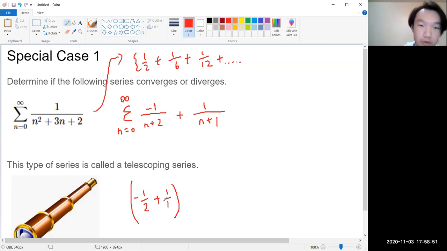Okay, so that's the first term in your series, which should make sense because we already knew the first term in our series is 1/2 because we just listed it before. So negative 1/2 plus 1 is actually positive 1/2. Let's write down the second term in our series. The second term is when n equals 1. So that would be negative 1 over 3 plus 1/2.